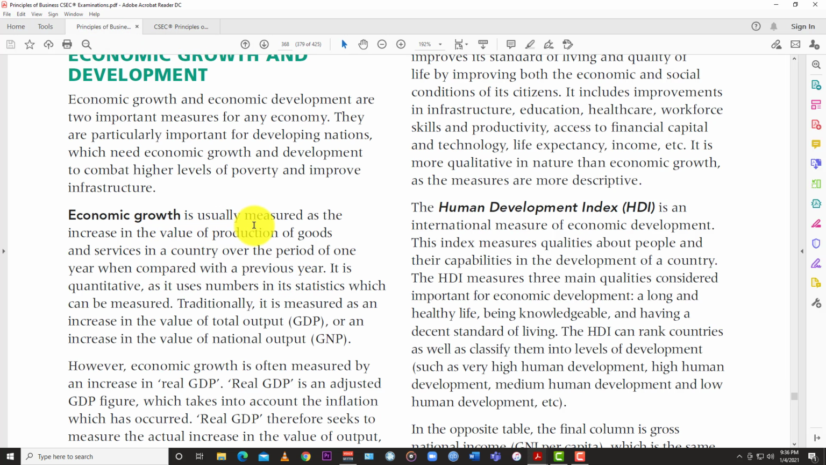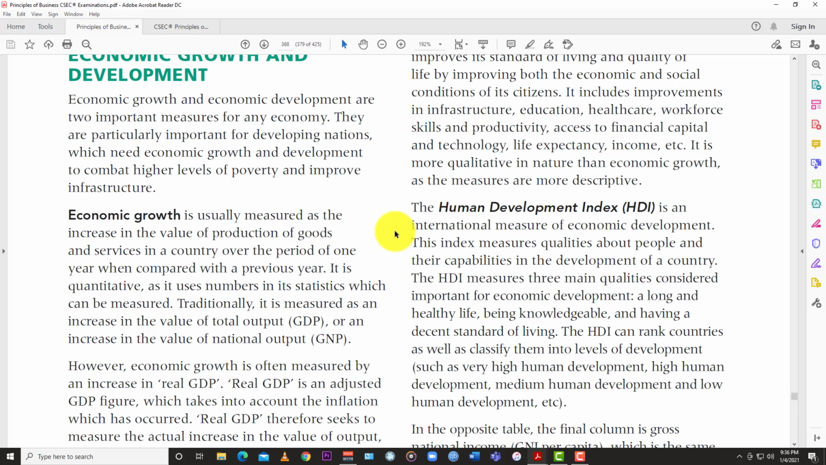Economic growth is usually measured as the increase in the value of production of goods and services in a country over the period of 1 year when compared with a previous year. So in essence, we're talking about GDP when you're looking at economic growth. It could be said that economic growth is an increase in the GDP of a country. GDP is the monetary value of all goods produced within the country. So an increase in GDP could be considered as economic growth.